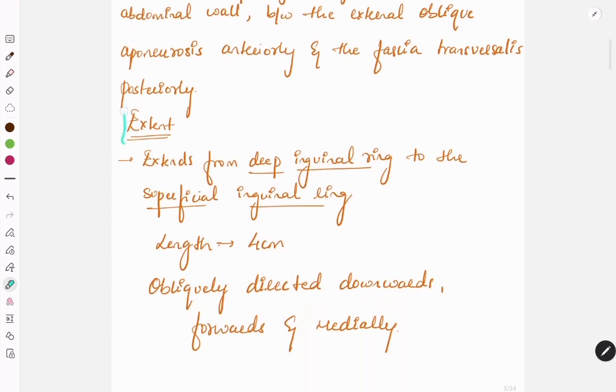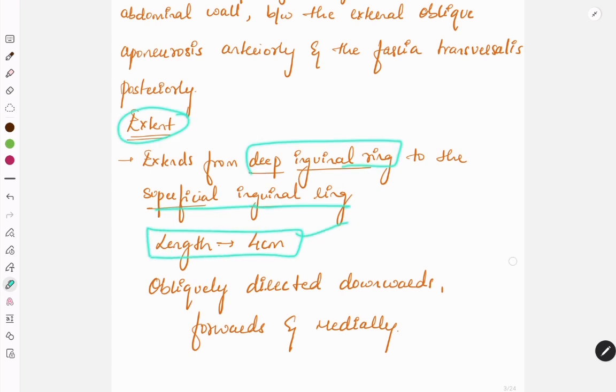So its extent, what is it? It extends from the deep inguinal ring to the superficial inguinal ring. We will look into it later, where the deep inguinal ring is present and where the superficial inguinal ring is present. For now, just remember that it extends from the deep inguinal ring to the superficial inguinal ring. Its length is 4 centimeters, as we already discussed.